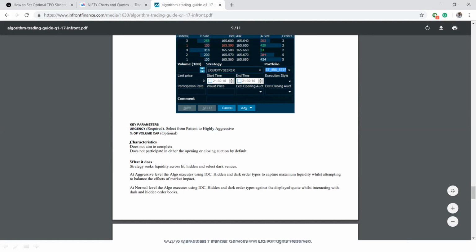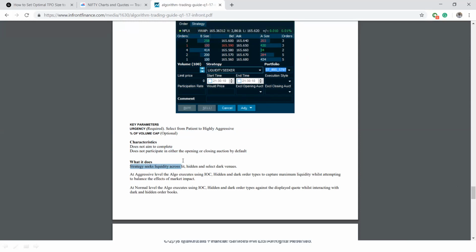Institutions call it a fire sale. The characteristic is that it does not aim to complete. It does not participate in the opening or closing by default. Maybe during the middle of the day, the strategy looks for liquidity. When I say liquidity, that means more counterparty limit orders are there, and it goes and seeks that kind of liquidity.